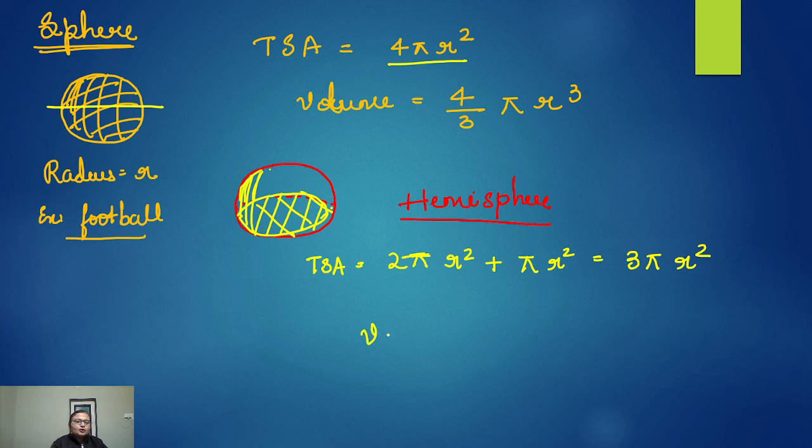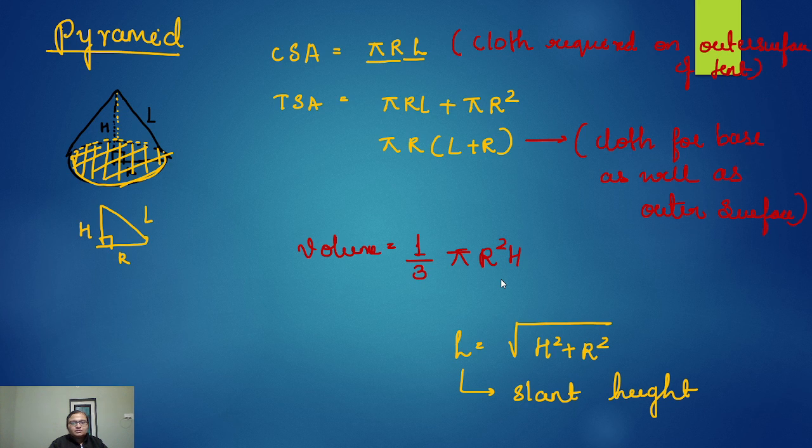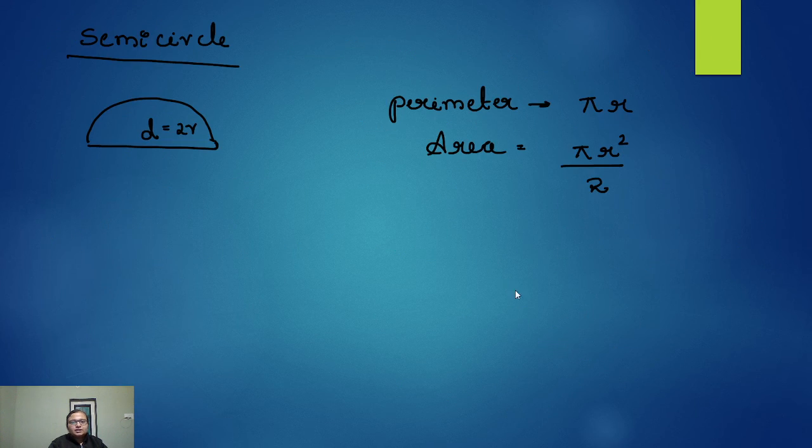Now volume of hemisphere is half of the volume of sphere. So it is 2 by 3 pi r cube. So these are the important formulas to remember in mensuration. I hope you have understood this.